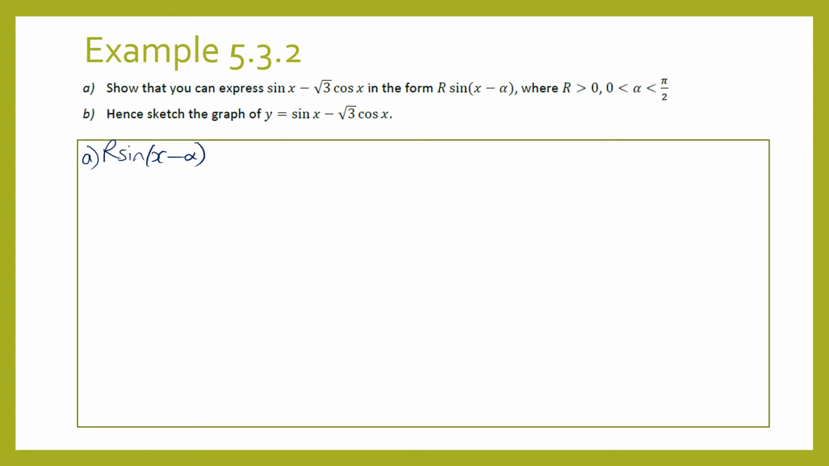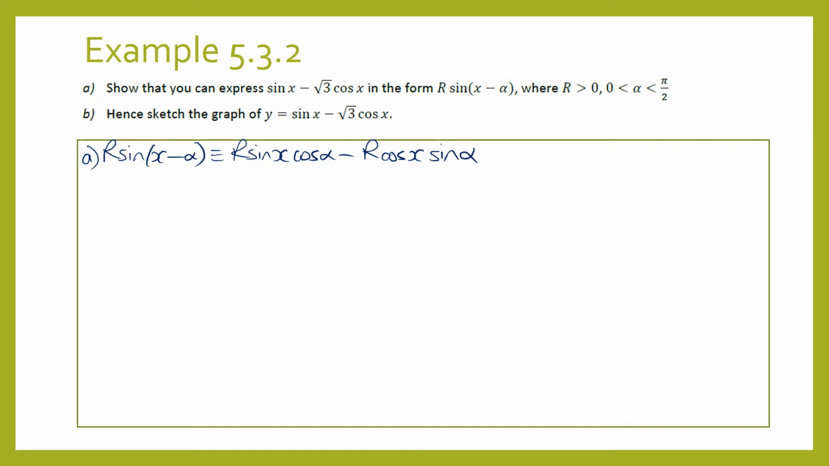Just like in the previous example, I'm going to start by expanding r sine(x take away alpha). That's what the question has specified. If it doesn't specify what form to write it in, then we're free to choose. But for now, it's given us that form, so we've got to use it. So let's go ahead and expand that. Hopefully you got this, r sine x cos alpha, take away r cos x sine alpha.